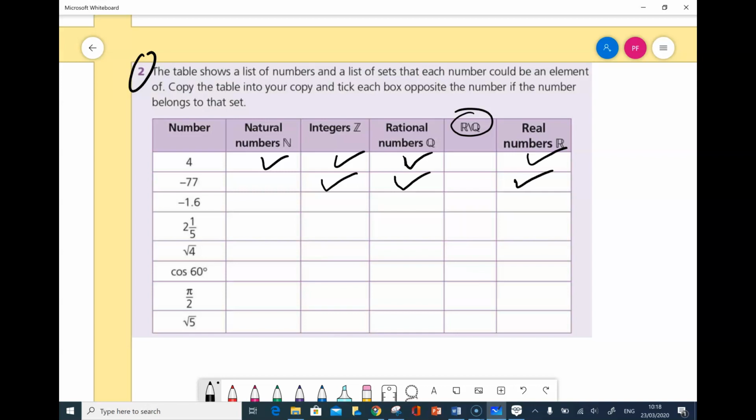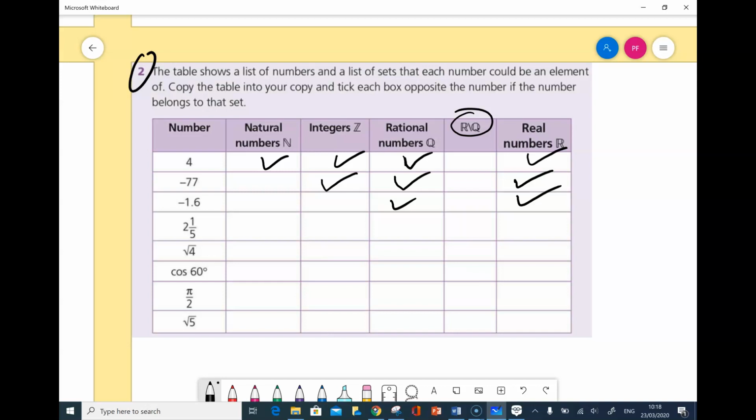It is. Minus 1.6. Is it natural? No, because it's negative. Is it an integer? No, because it's not a whole number. Is it rational? It could be minus 3.2 over 2. So it cannot be irrational. Is it real? Yes.